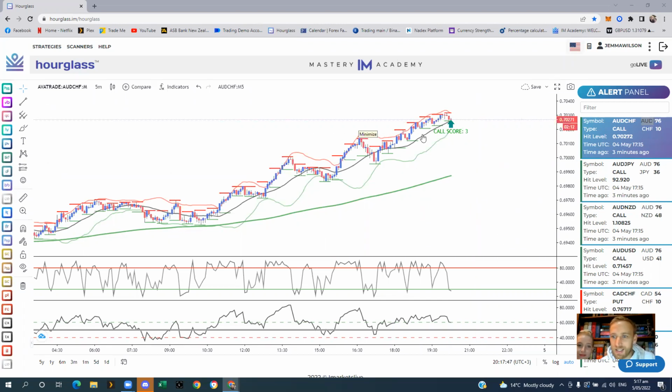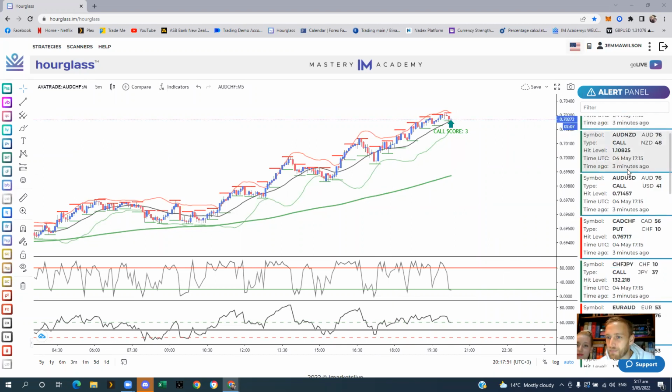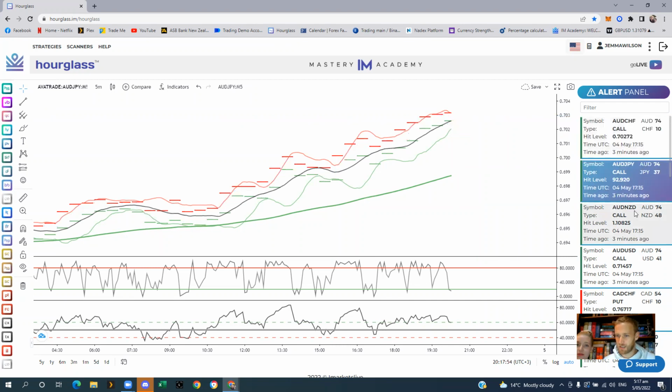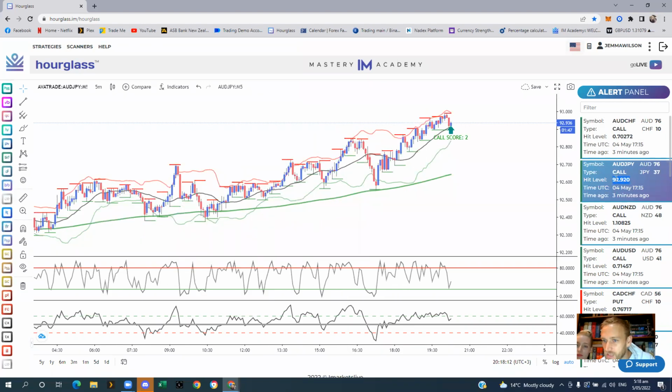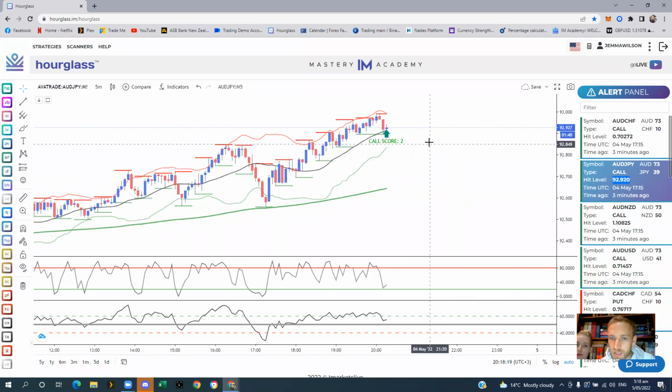So now Hourglass, basically what it normally does is it gives you a call and a number, what's called a rank for your trade, and then it gives you a hit level, which is your entry point. Now, I don't use that entry point. Sometimes these entry points are accurate, but a lot of the time they're not. So I do something a little bit different.